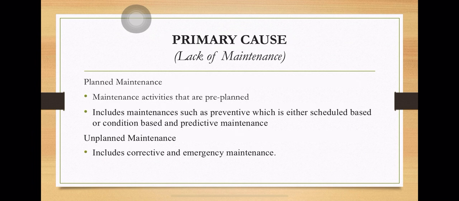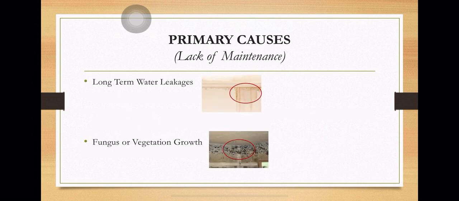Planned maintenance are activities that are pre-planned. It includes maintenance such as preventive, which is either schedule-based or condition-based, and predictive maintenance. And for unplanned maintenance, it includes corrective and emergency maintenance. So this is the example of lack of maintenance. The first one is long-term water leakages, which is shown in the picture, and fungus or vegetation growth.